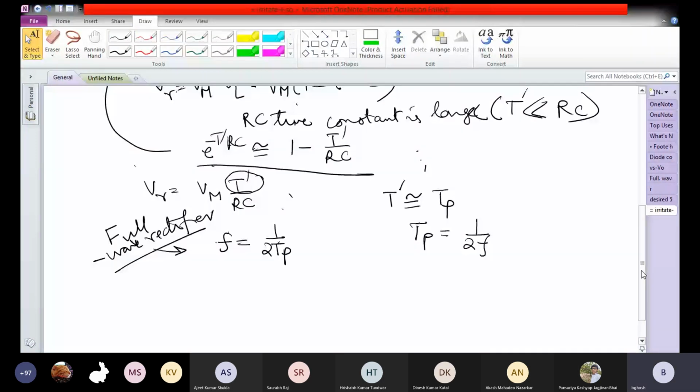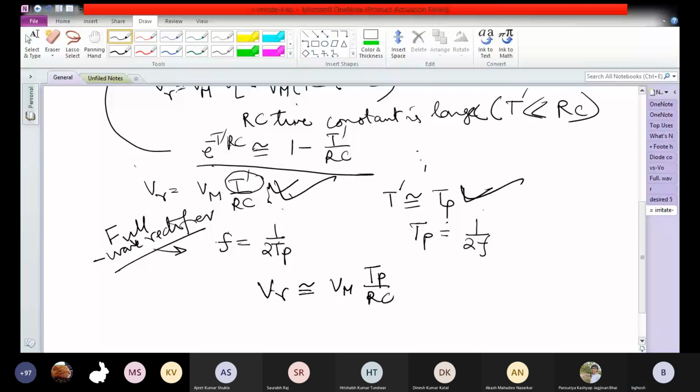So therefore, substituting this instead of TP here, VR is almost equal to Vm TP by RC from here, using this one and this one, and that is equal to Vm by twice f RC, because TP is 1 by twice f.